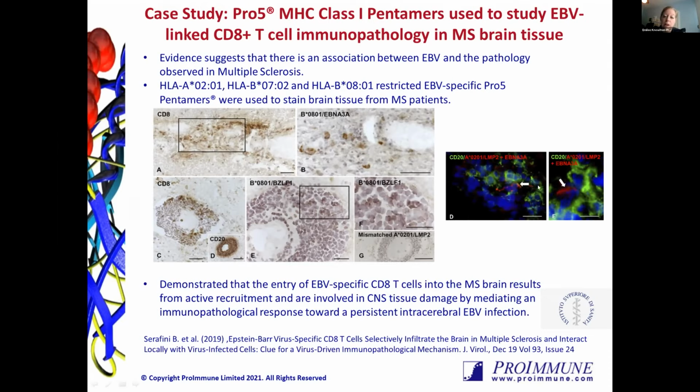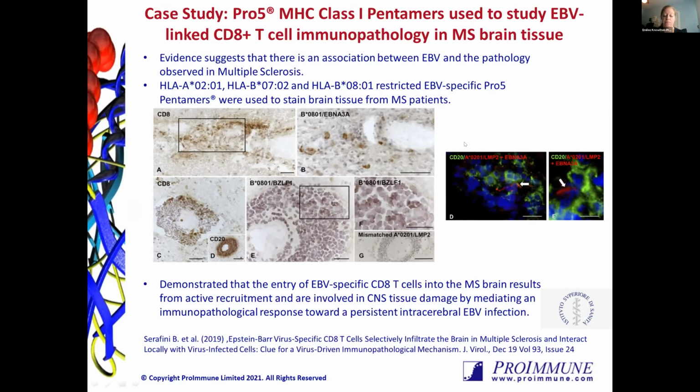They also used these pentamers in some IFAs and showed, using a pooled pentamer approach with the LMP2 and EBNA3A, which were both restricted to O201, that they could detect these antigen-specific CD8s in close contact with a B cell that was infected with EBV. So you see the red are the pentamers and the green are those EBV infected B cells. So they were able to demonstrate a mechanism for entry of those EBV specific CD8 T cells into the MS brain. And that was involved in the CNS tissue damage by mediating an immunopathological response toward a persistent intracerebral EBV infection.